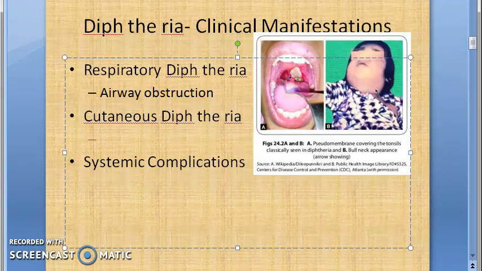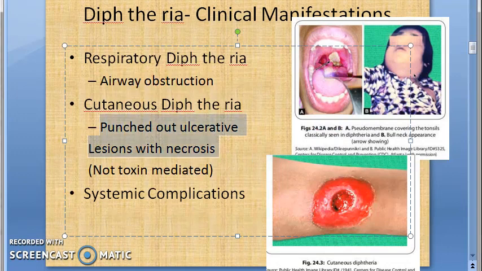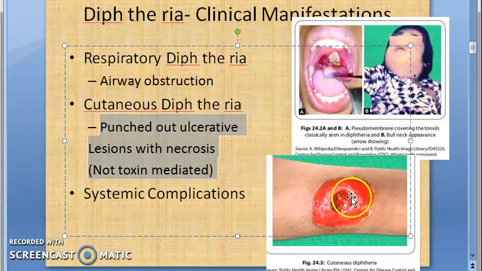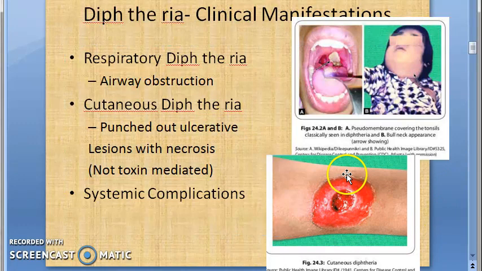Cutaneous diphtheria: you will have punched out ulcerative lesions or lesions with necrosis. It's not toxin mediated, it's the organism itself. Look how horrible it looks, right? As soon as you see a punched out ulcerative lesion, you should say diphtheria. As soon as you see the pseudomembrane, diphtheria.